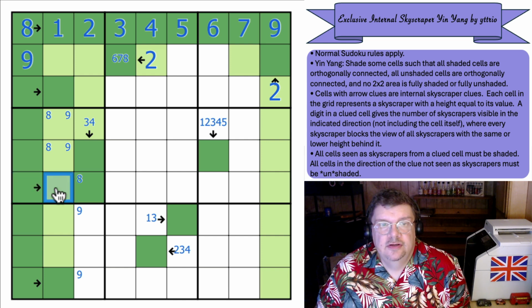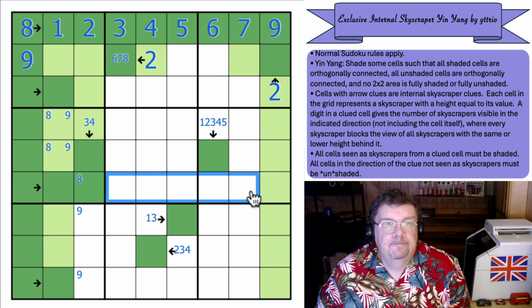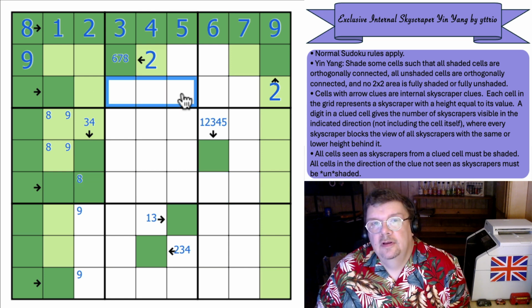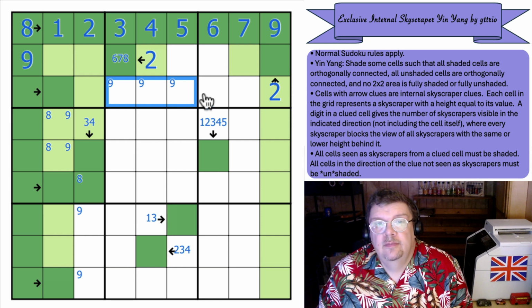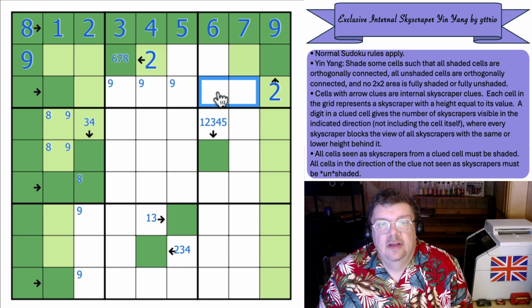Because it would see this digit, it would see the 8, and then it would see the 9 that's somewhere along here. All right, 9's in one of these. That's going to do some limiting. First of all, it means that these have to be unshaded because they are definitely after a pointed at 9.